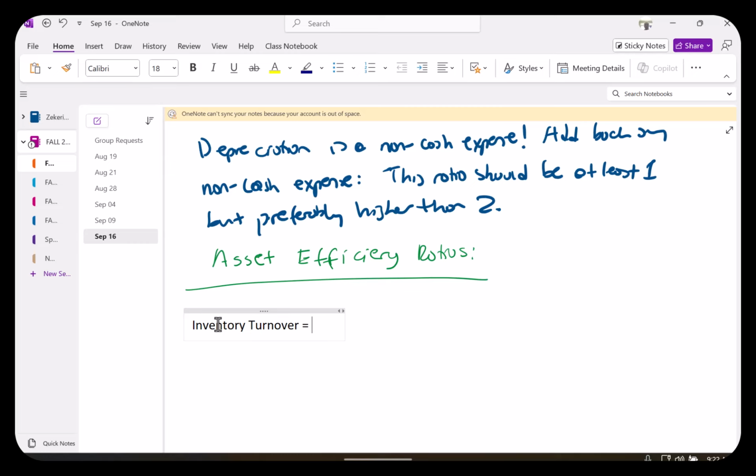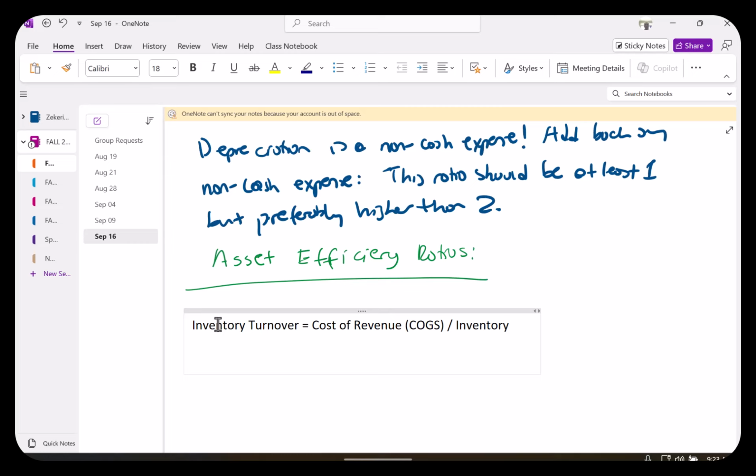And we're gonna define that as cost of revenue, also known as cost of goods sold, divided by inventory. The reason we're using cost of goods sold instead of revenue or sales, remember, inventory is booked at cost, so we want to make the comparison apples to apples.